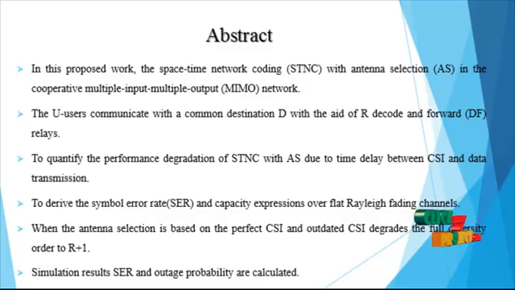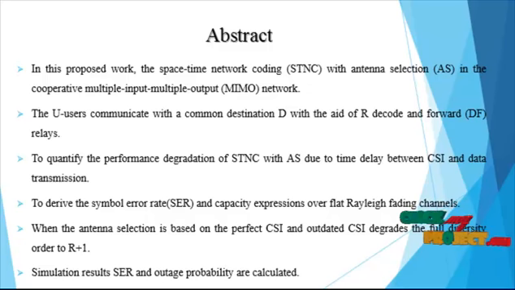The asymptotic SER expression reveals that STNC with antenna selection guarantees a full diversity order of N_U plus the summation of r equals 1 to R of N_R times N_D, where N_U, N_R and N_D are the antenna numbers of the user, relay and destination D, respectively. When the antenna selection is performed based on outdated CSI, the full diversity order degrades to R plus 1.